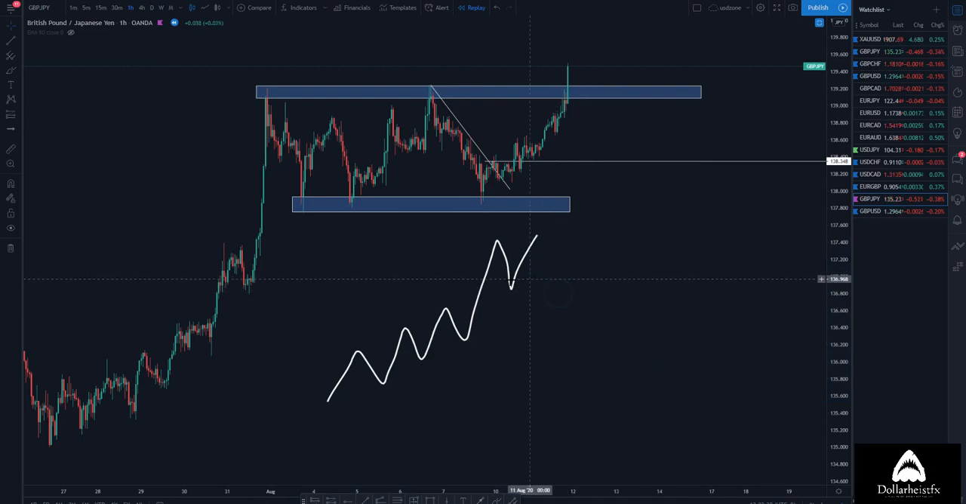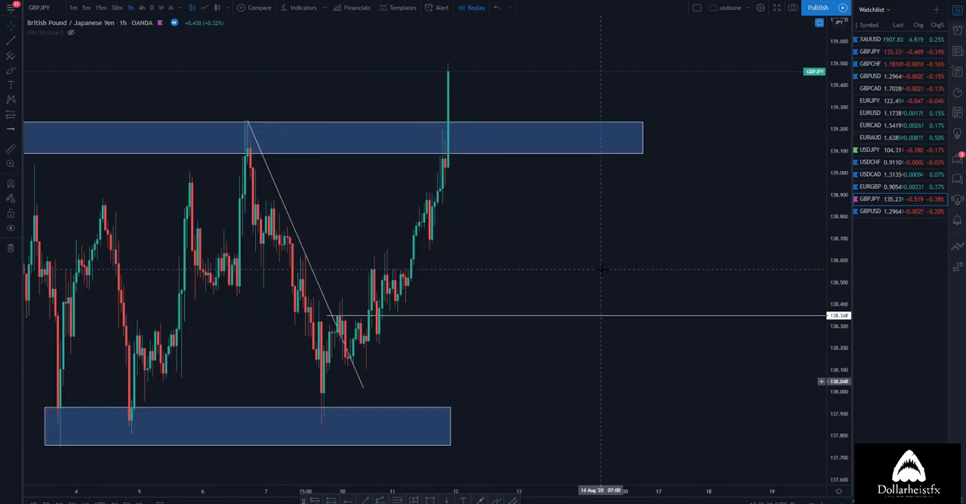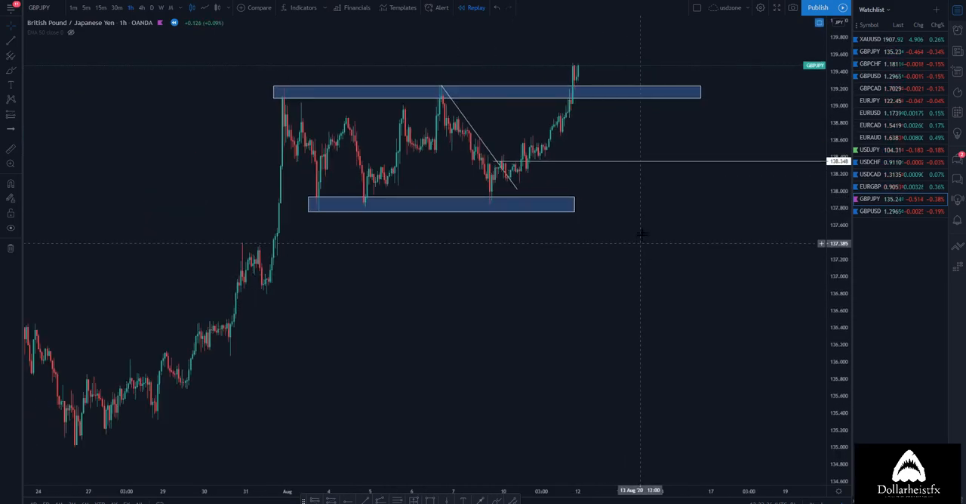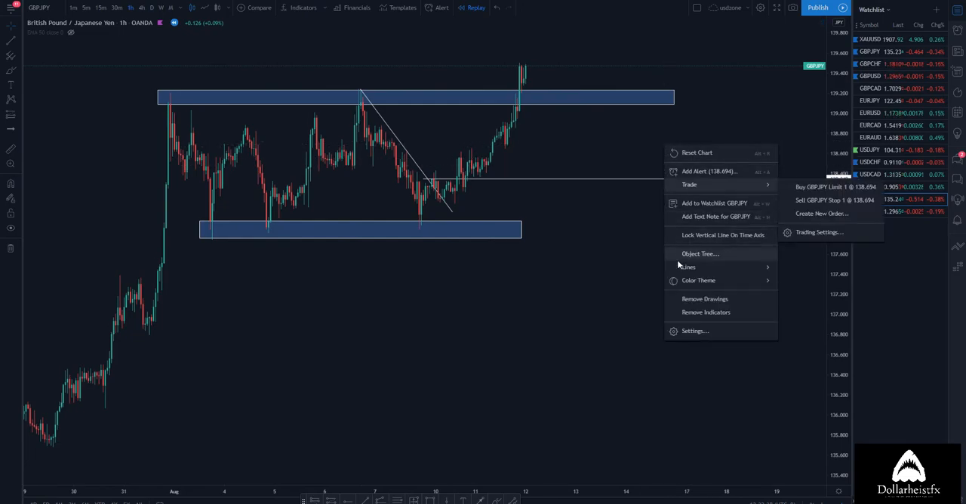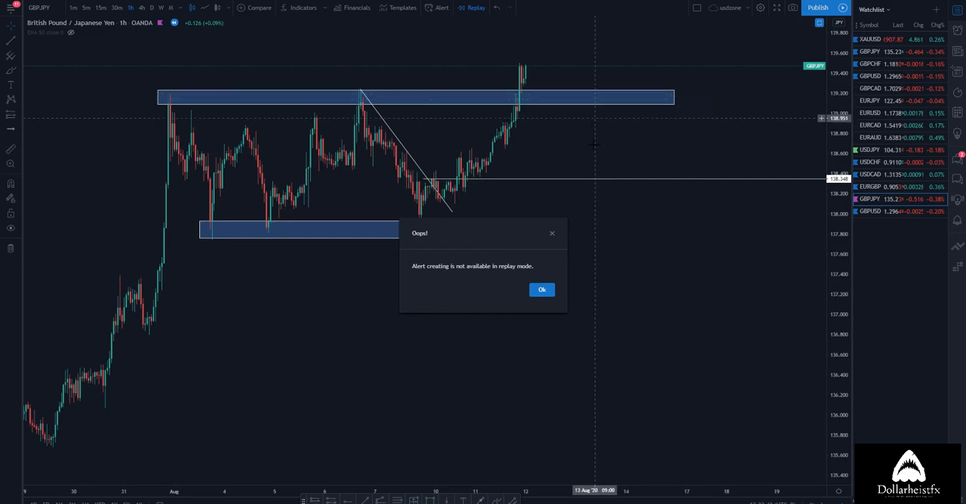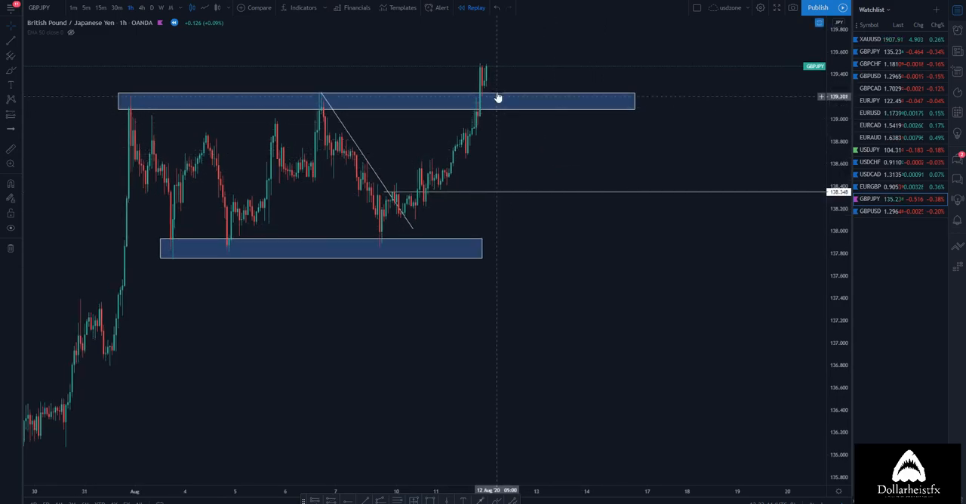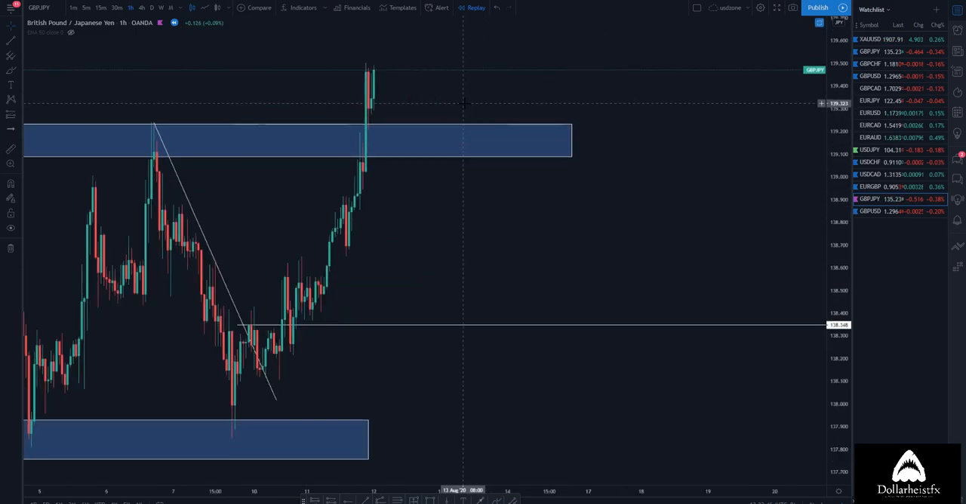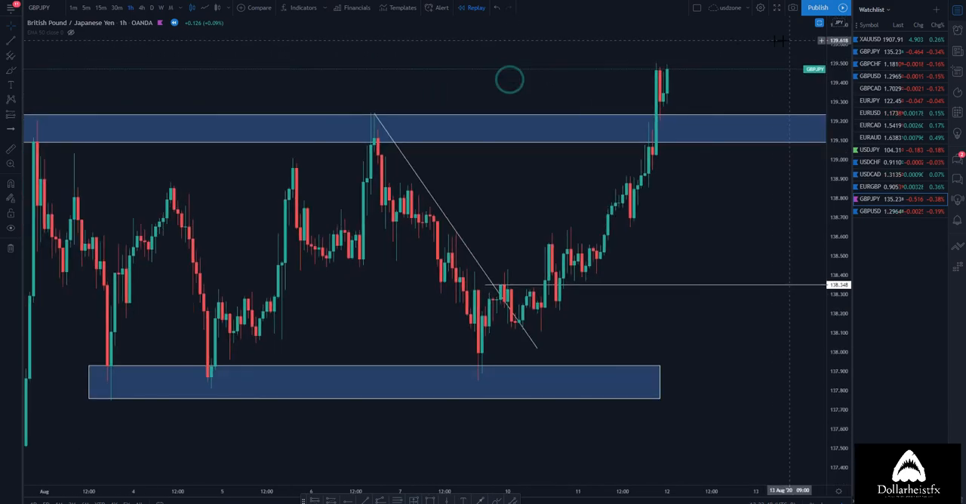Okay, and you don't need to always watch the chart. When it comes to TradingView, you have all these tools in your arsenal. For example, an alert. You can just put an alert right here when the market retests your area like this. It can notify you.